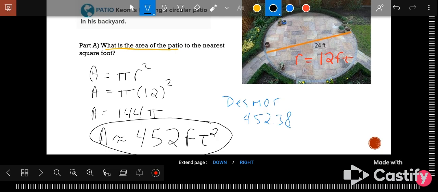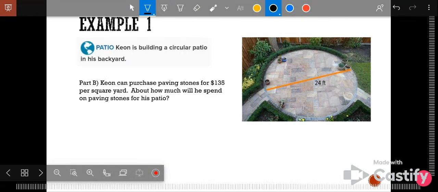And so that was part A. Part B is going to change that from knowing how much square feet we need to how much it is going to cost. And so in part B, Keon can purchase paving stones for $135 per square yard. About how much will he need to spend on paving stones for this patio?